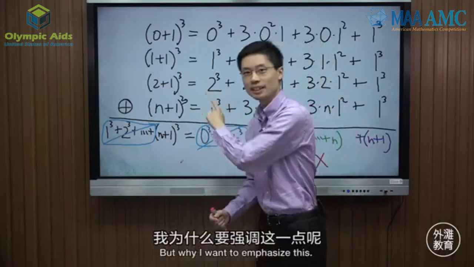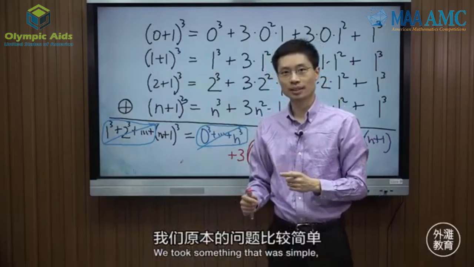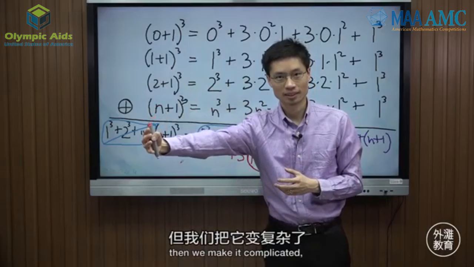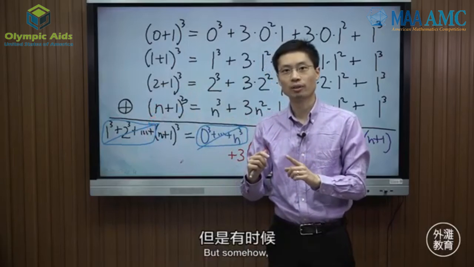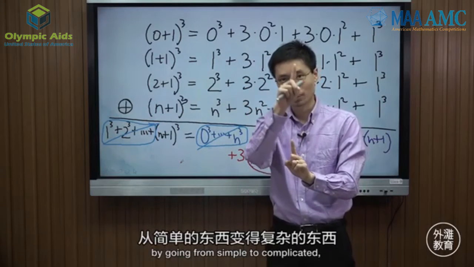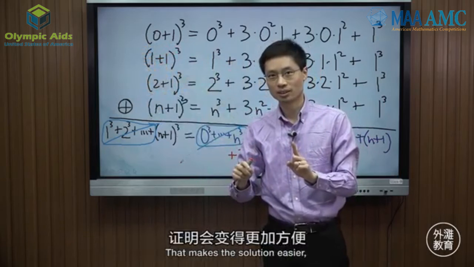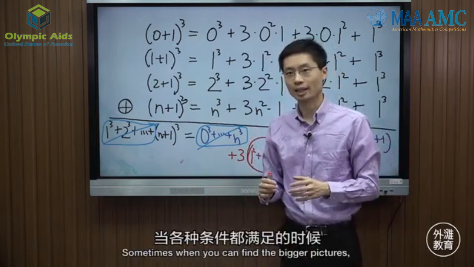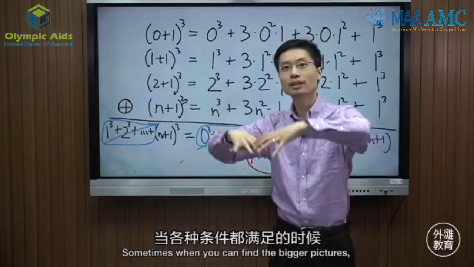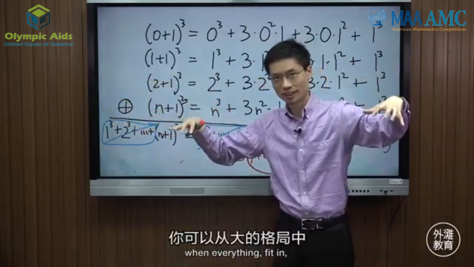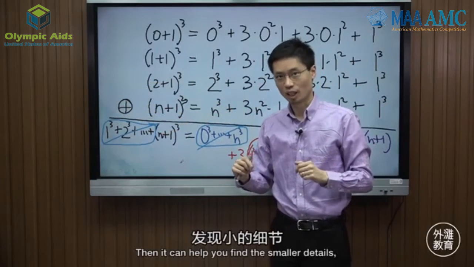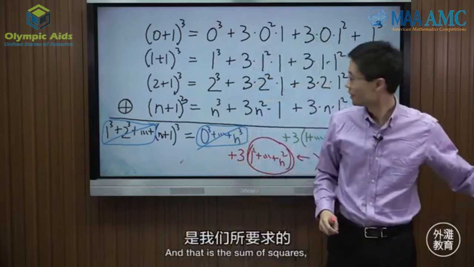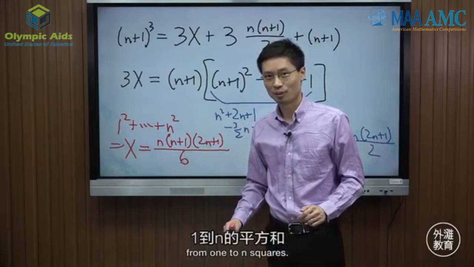But why do I want to emphasize this? You see, we took something that was simple, meaning only squares, and we made it complicated, meaning cubes. But somehow, by going from simple to complicated, that made the solution easier. This happens sometimes in math. Sometimes, when you can find the bigger picture where everything fits in, then it can help you find the smaller detail. And that is the sum of the squares from 1 to n squared.